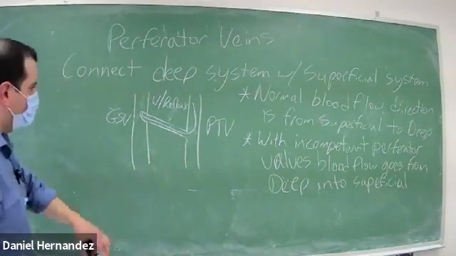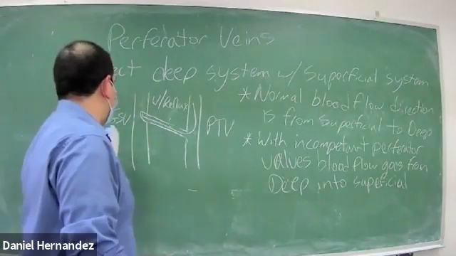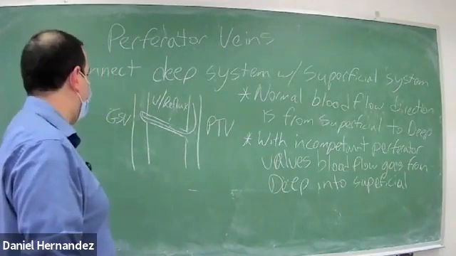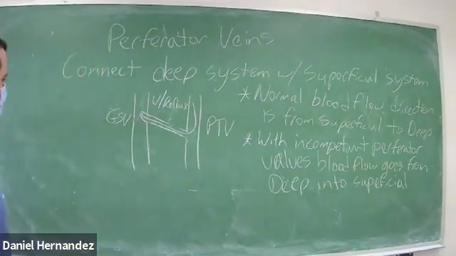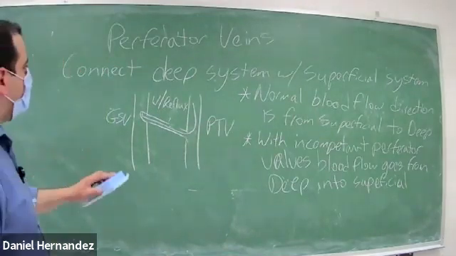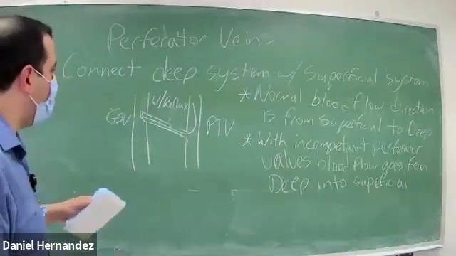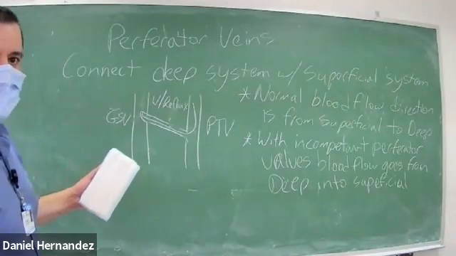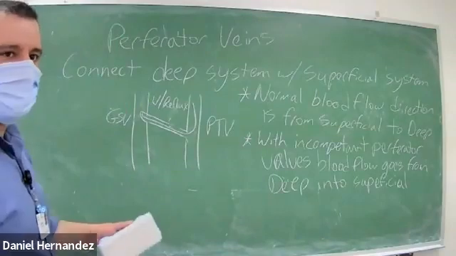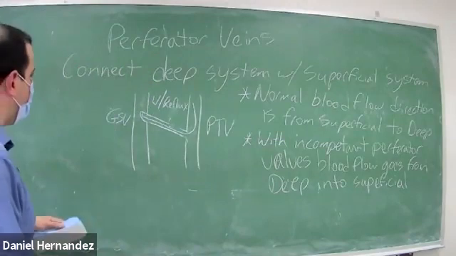So this is just an example. You can have perforator veins connecting, say, in the calf, between the posterior tibial and the lesser saphenous, or small saphenous, or they could be connecting to the greater saphenous. But just remember, perforator veins connect superficial and deep. They're not going to connect two deep veins. You're not going to have a perforator between, say, the posterior tibial and the peroneal veins, or between peroneal veins and soleal vein, or gastrocnemius vein and soleal vein. They connect superficial and deep systems.